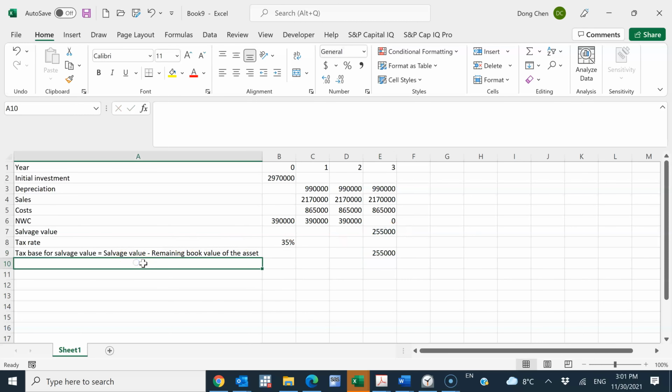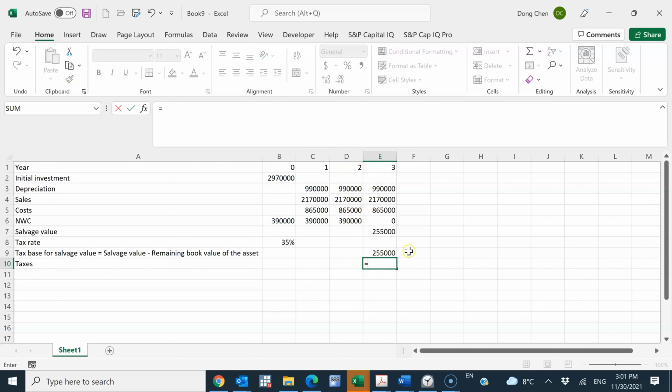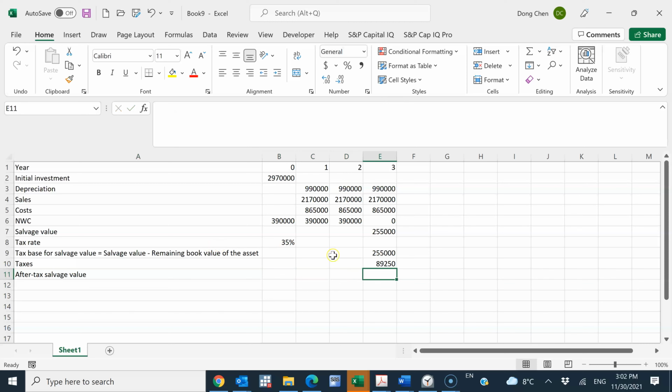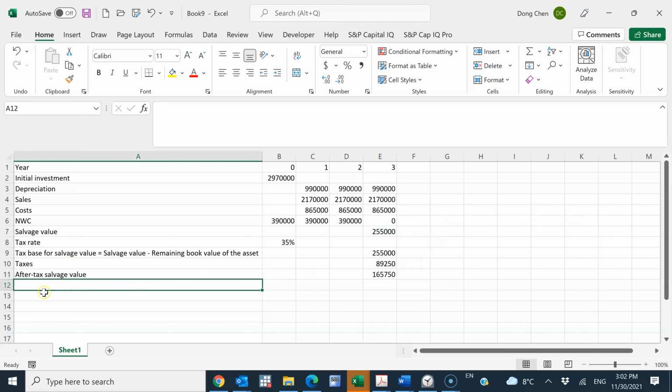And now from the tax base, we can calculate taxes. It's simply the tax base multiplied by the tax rate. With that calculation, we can calculate the after-tax salvage value. This is simply the difference between the salvage value and the taxes the firm needs to pay on that salvage value. So this is the after-tax salvage value.